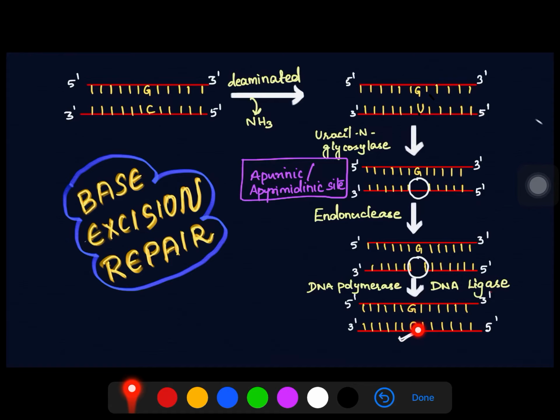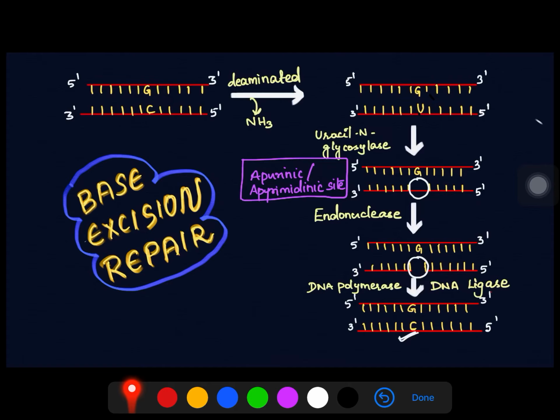So the guanine will pair with cytosine by triple hydrogen bonds. Hence at first we had guanine and cytosine. Due to UV light exposure or spontaneous deamination, it was converted to uracil, but with the help of uracil N glycosylase, this uracil has been recognized and removed, and then with the help of endonuclease the sugar and phosphate backbone is also removed, which is corrected by DNA polymerase and DNA ligase. This is called base excision repair.